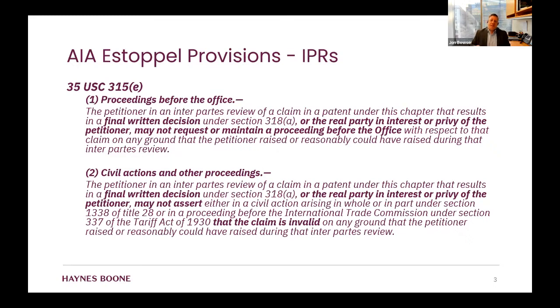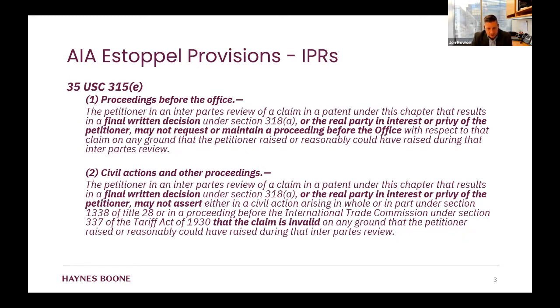And we can see in the emphasized text here which parties estoppel applies to. It's the petitioner. It's also the real party in interest or the privy of the petitioner. That's important because the petitioner can file its petition, and if the petitioner loses, that loss might implicate other parties, other related parties, okay? So we've got (e)(1), which covers proceedings before the office.